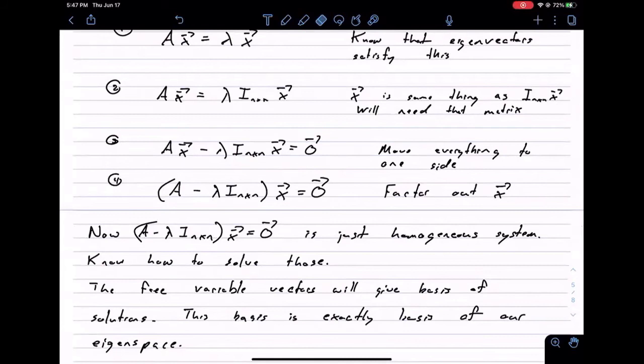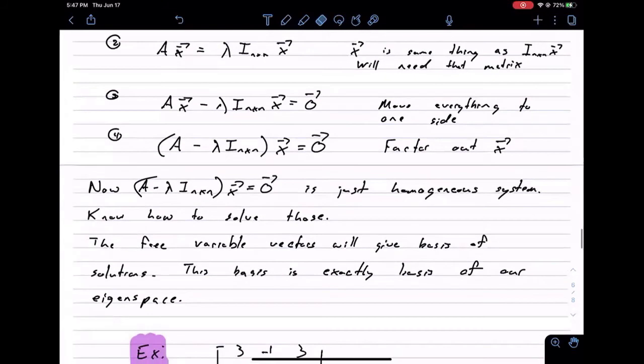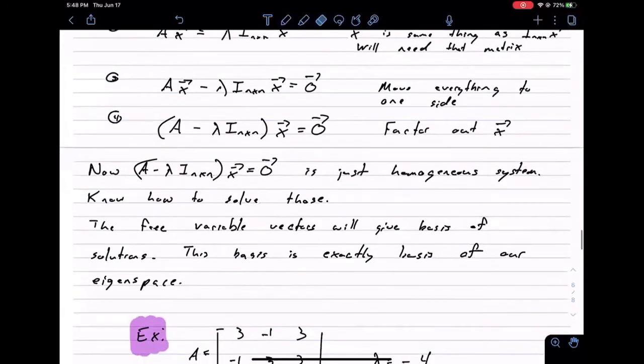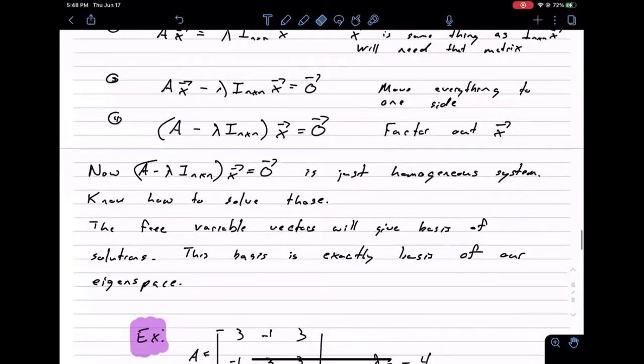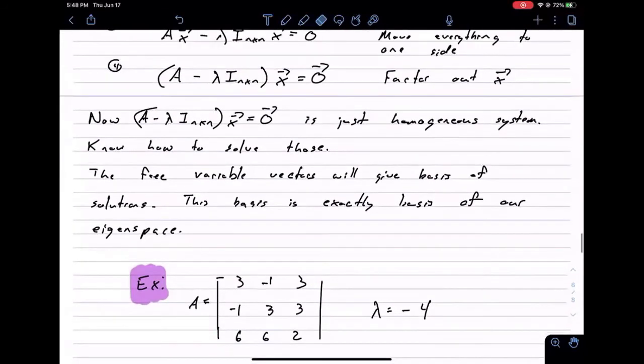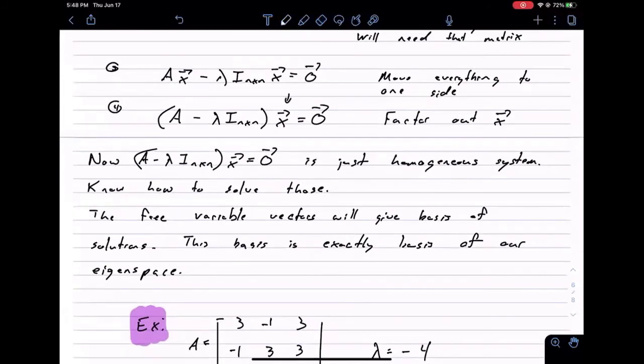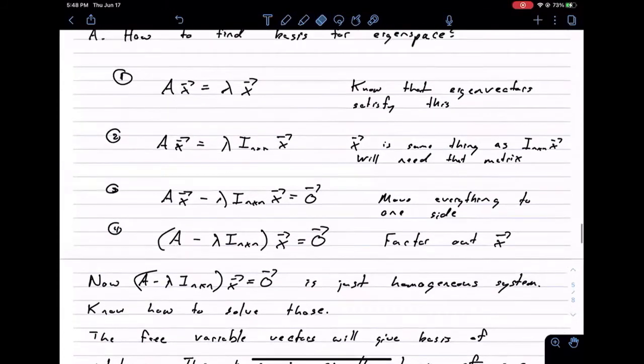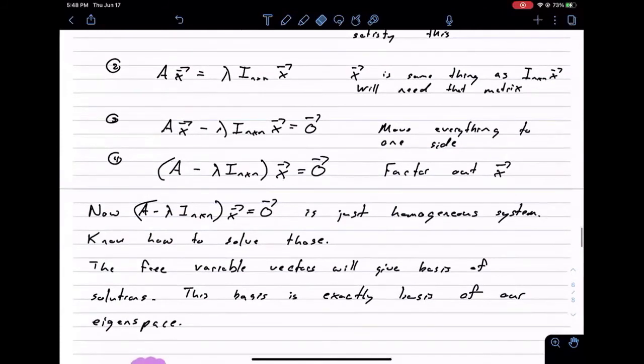So now this is just a homogeneous system. We know how to solve those, right? We can solve those for all the solutions, all the x's that make this work. The free variables in there are going to give us, remember, the free variable vectors are going to give us our basis for the solutions of the homogeneous system. So in other words, the free variable vectors are exactly the vectors I'm looking for. They're my eigenvectors and they form a basis for the eigenspace.